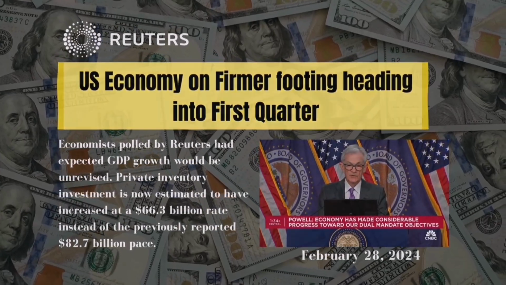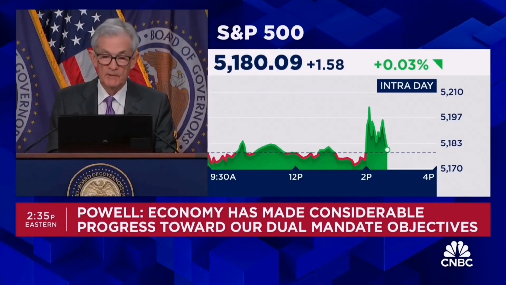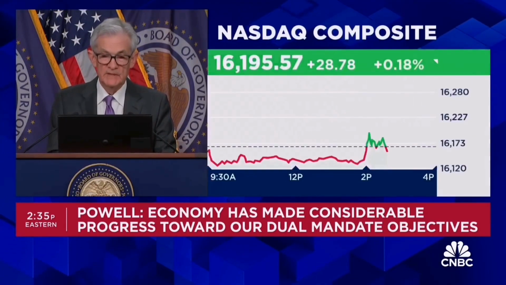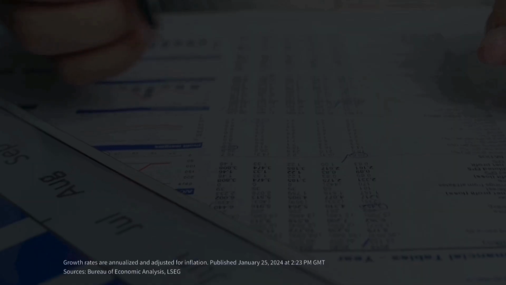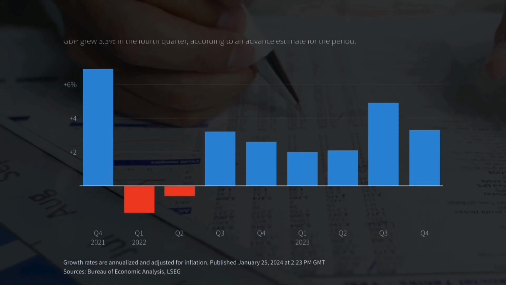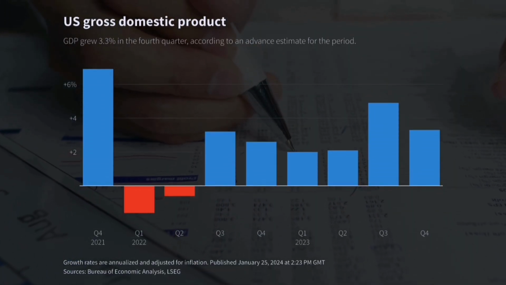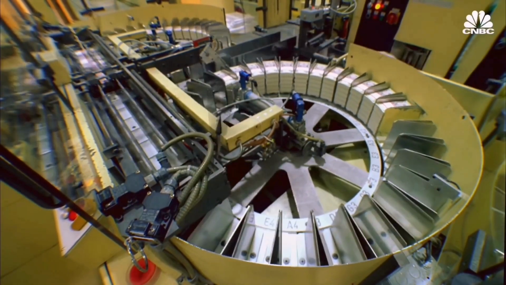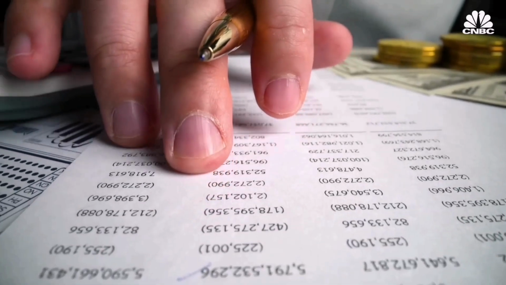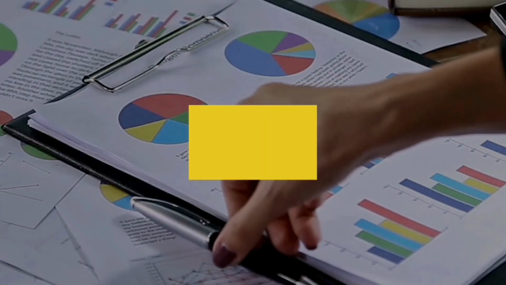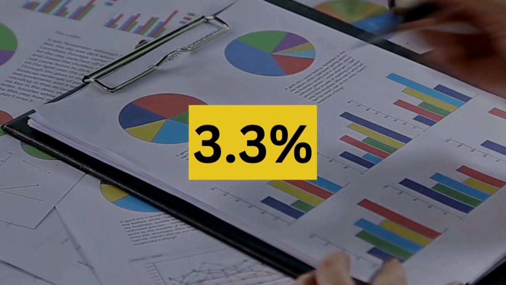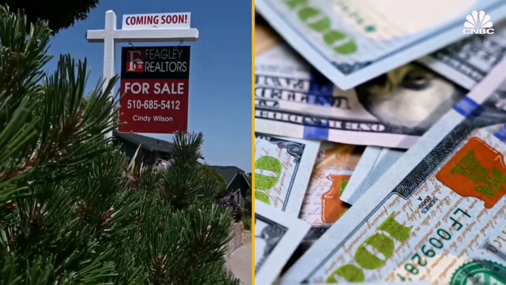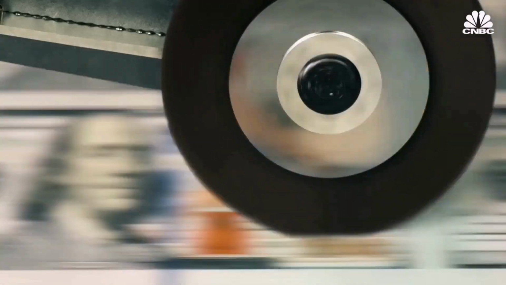Let's kick things off with the good news. The U.S. economy is experiencing growth. In the last quarter of 2023, the gross domestic product, GDP, which reflects the total value of goods and services produced, grew at an impressive annual rate of 3.3%. This is even better than initial market expectations.